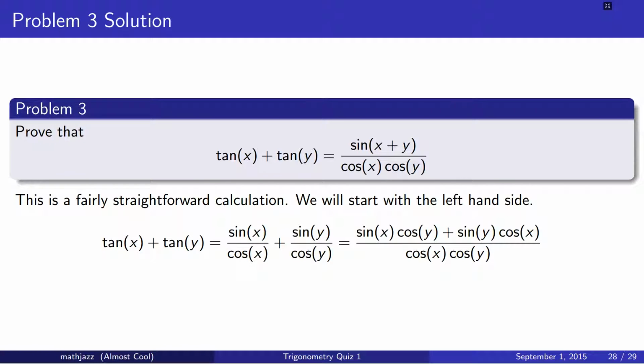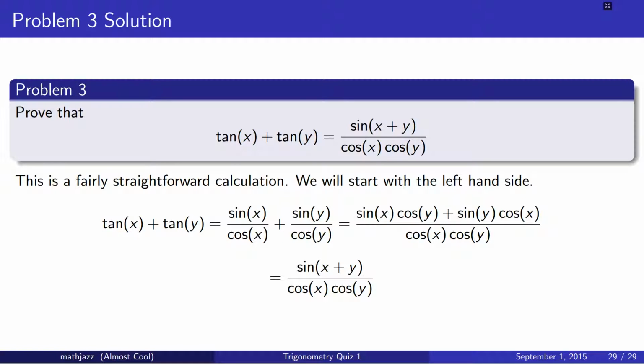When we look at the numerator, it looks like the angle sum identity for sine, and indeed it is, so we rewrite using the angle sum identity. Now we have that the expression tangent x plus tangent y is equal to the right-hand side of this equation, sine of x plus y over cosine of x times cosine of y. And this is the solution, this is the proof to the problem, and we are done with the quiz.